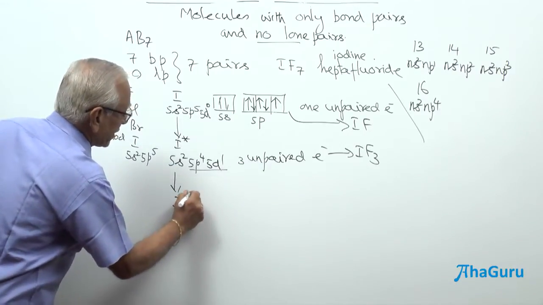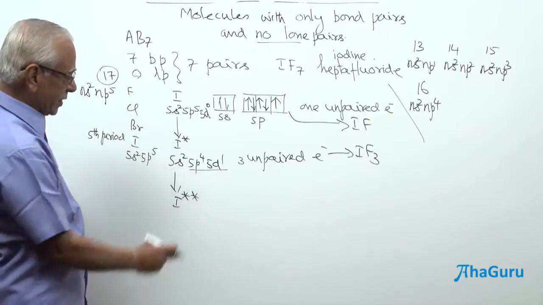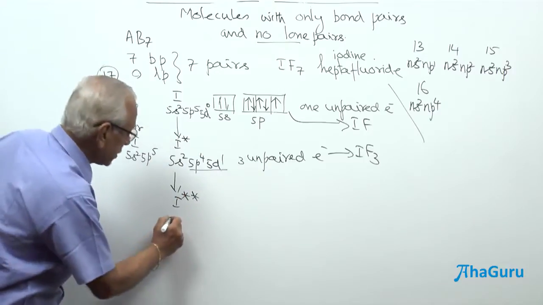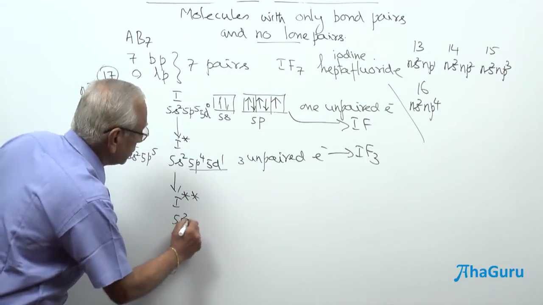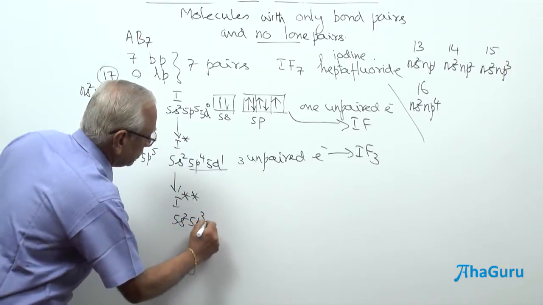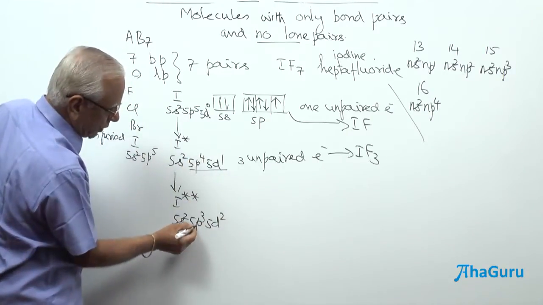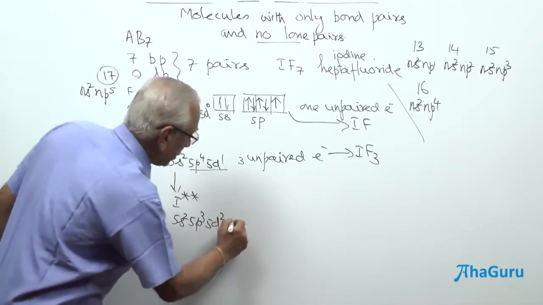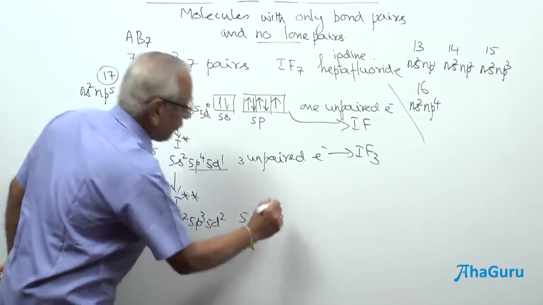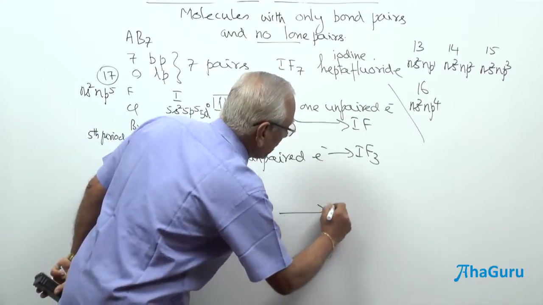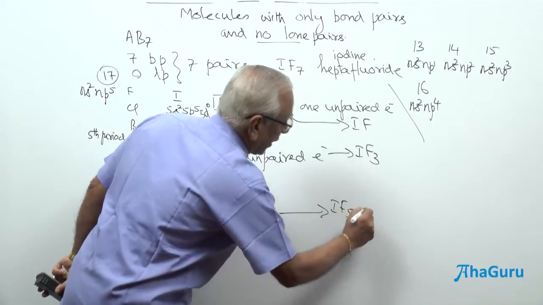one more excited state, the second excited state. What is the second excited state? One more electron is going to be unpaired and sent to the d orbital. Therefore, 5s2, 5p3, 5d2. Remember, one of the electrons is sent over here. So, the 3 unpaired electrons and 2 unpaired electrons. So, how many unpaired electrons here? 5 unpaired electrons. And these 5 unpaired electrons should be responsible for the formation of IF5.